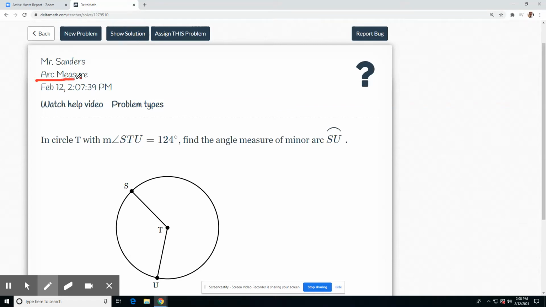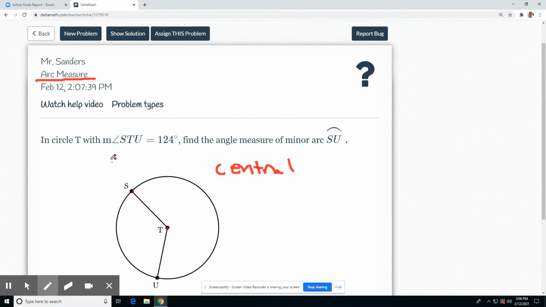We're dealing with arc measure for this one. So once again, vocabulary is really important as we deal with this. Do you remember what this kind of angle, the STU angle, is called? Well, that is a central angle.